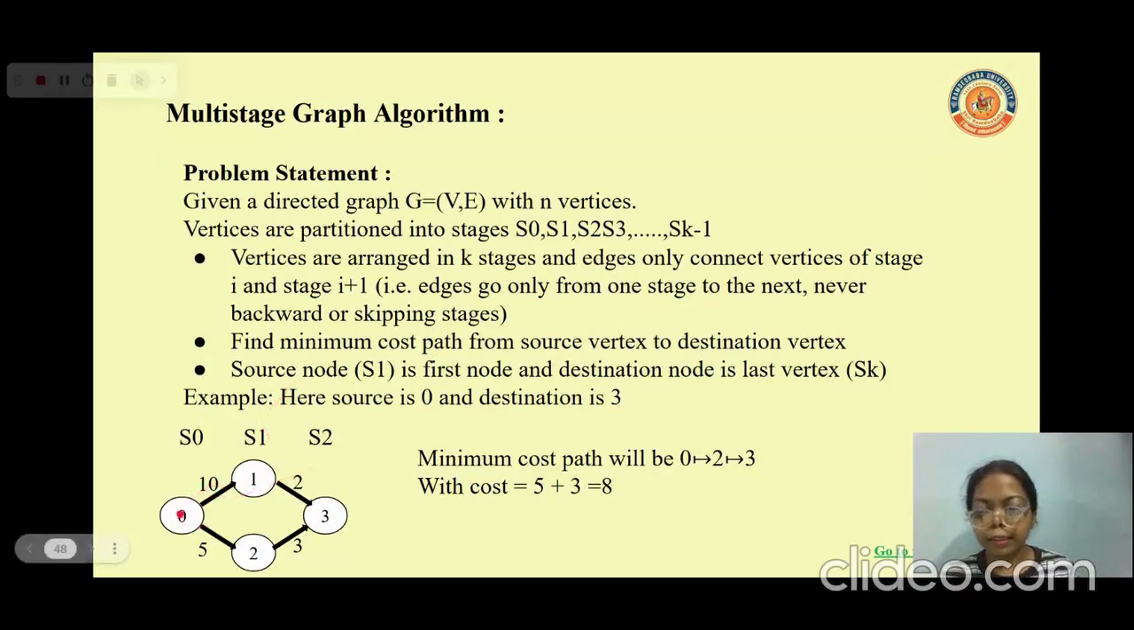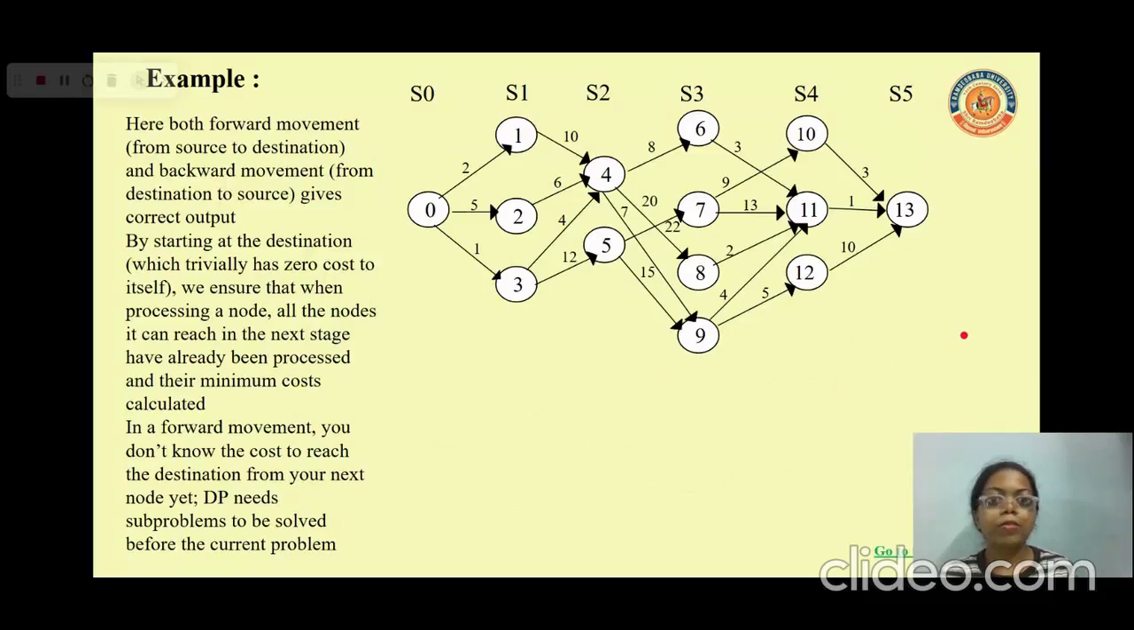So here is an example of 3 stages. We need to reach from 0 to 3, and here we can see 10 plus 2 will cost more than 5 plus 3, which is 8. So the best path will be 0 to 3, with cost 8. Here is a 14 node example which has 6 stages in it.